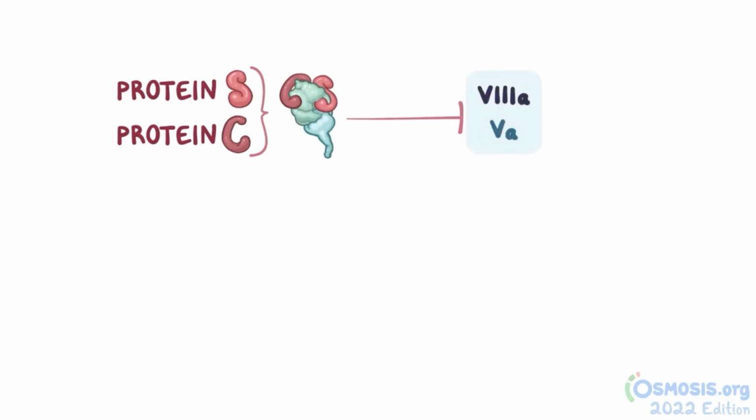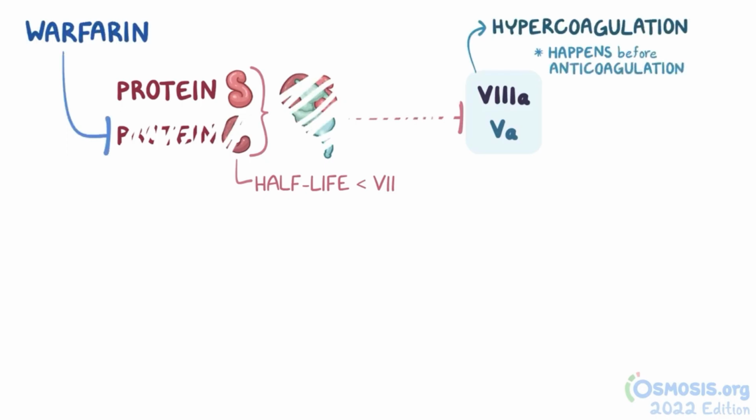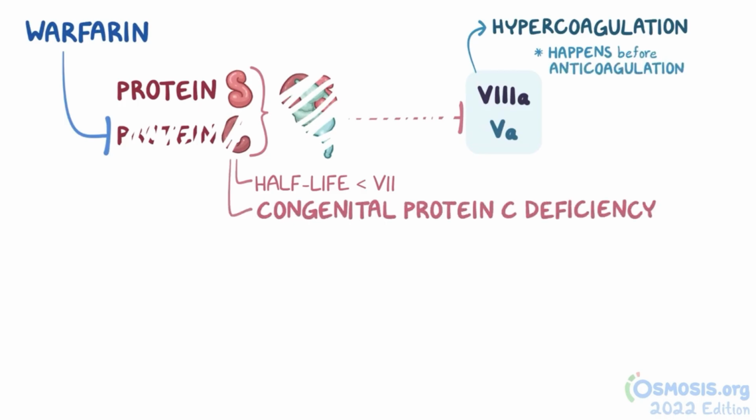Now, protein C has an even lower half-life than factor VII, so they are the first to disappear when someone takes warfarin, and hypercoagulation happens before the anticoagulation. Patients with congenital protein C deficiency, meaning they have lower levels of protein C to start with, have an increased risk of warfarin-induced skin necrosis.